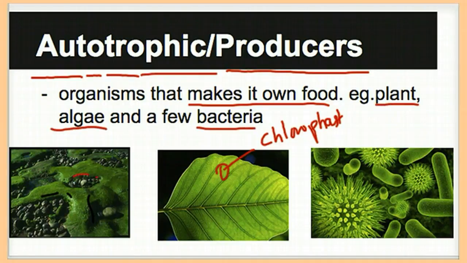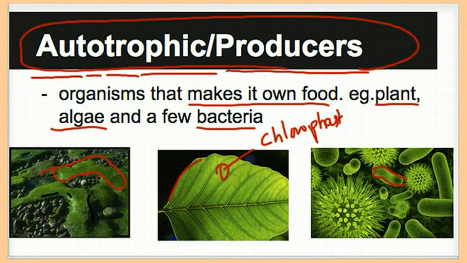So as you can see on the side of rocks, you might see green stuff growing. It most likely will be algae growing there. Leaves and a few bacteria, not all bacteria, all have the ability to make their own food. So they're placed into the category of producers or autotrophic organisms.